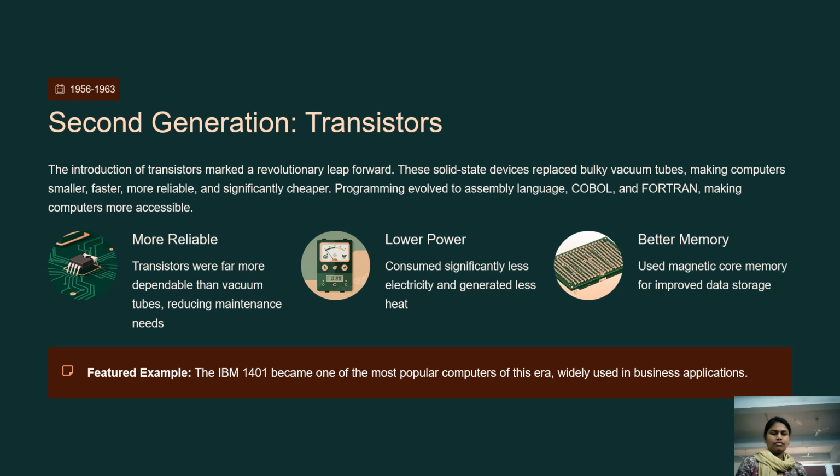Second generation. Transistors replaced vacuum tubes here. Computers became smaller, faster, and more reliable. They generated less heat. Assembly language and high-level languages like COBOL and Fortran were introduced. Magnetic core memory was used. Examples are IBM 1401. This generation marked a major improvement in performance and efficiency.